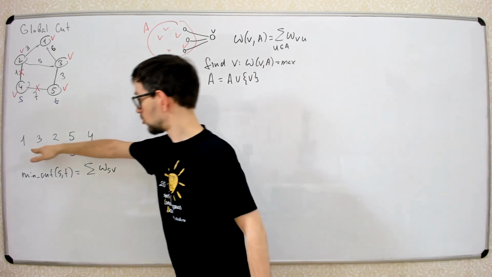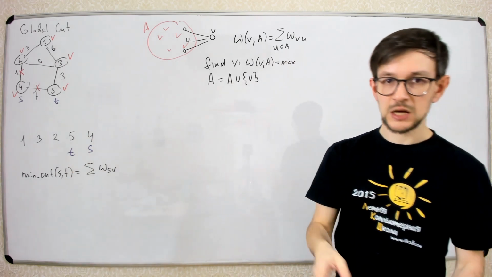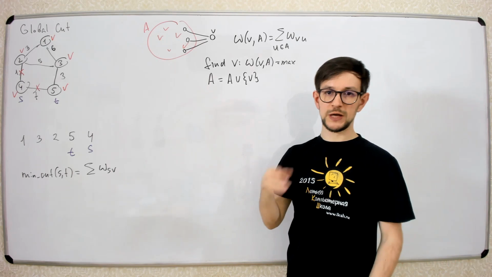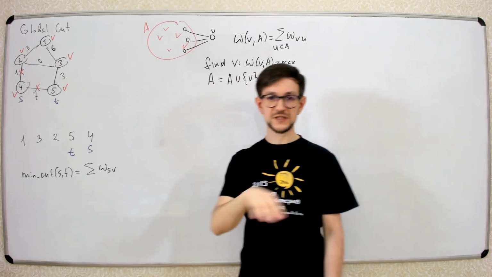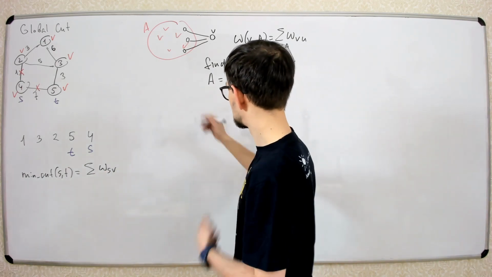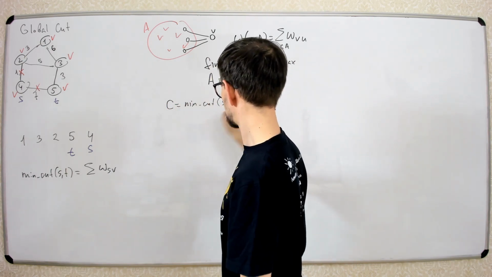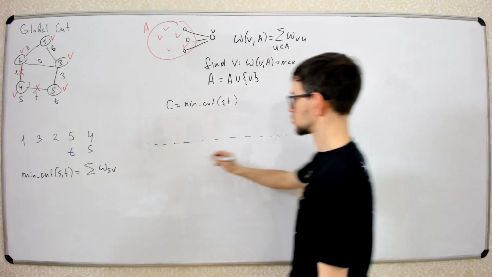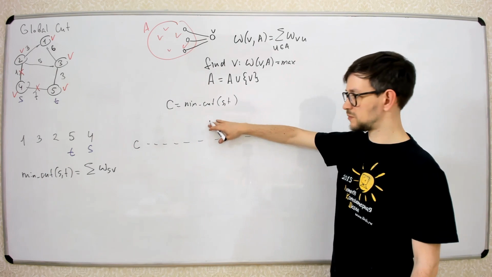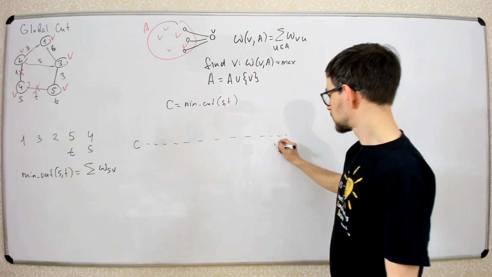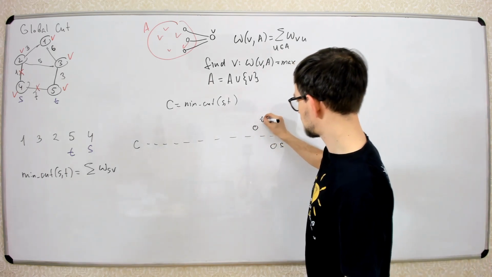So we have some nodes here. The last two nodes are S and T. Let's look at the minimal cut between S and T. There is some minimal cut, yes? Let's say it's C. So let's say C is the minimal cut between S and T. Let's draw it like this. Above this line is the first connected component, below is the second connected component. Node S belongs to this connected component, node T belongs to this one.